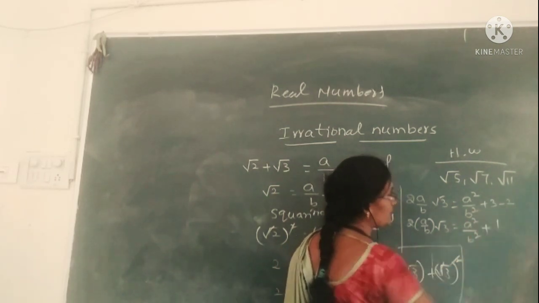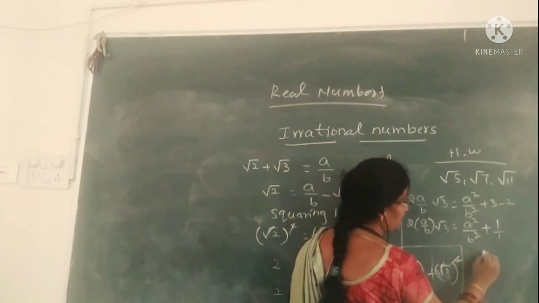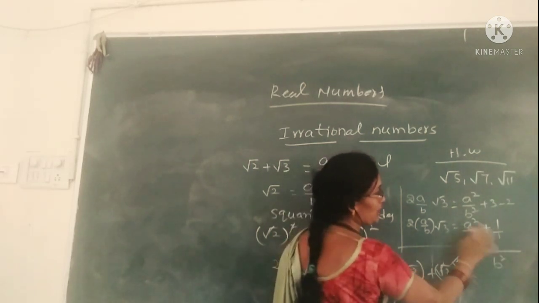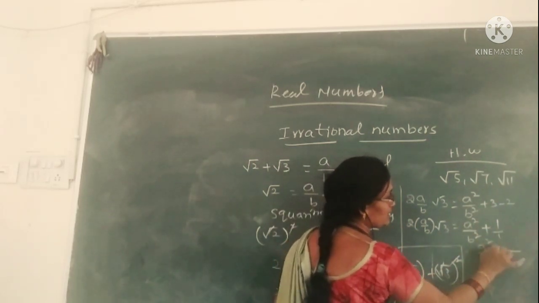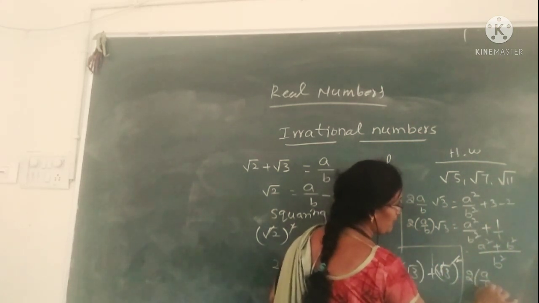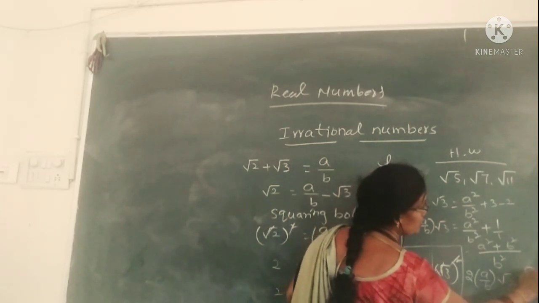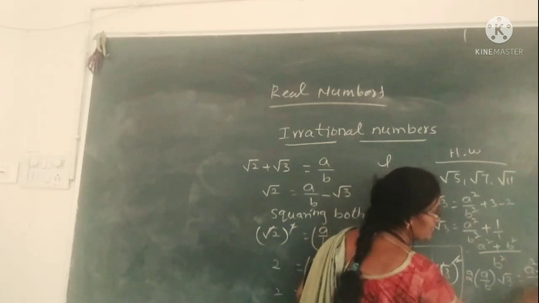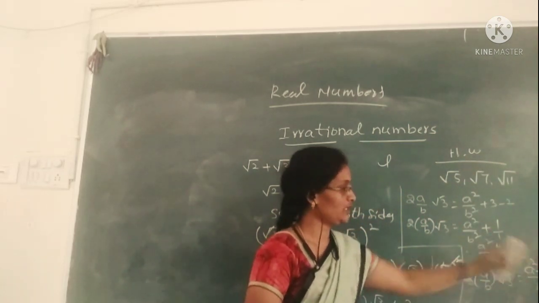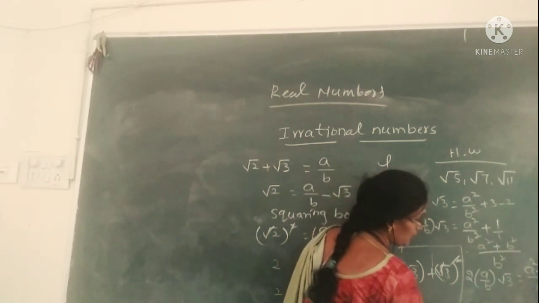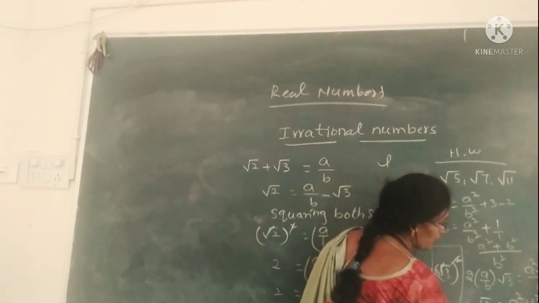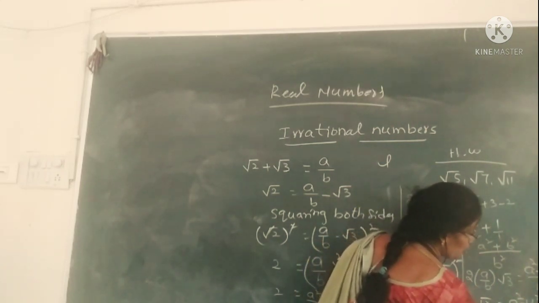Subtracting 3 minus 2, we get 1. Then take b square as the LCM and cross multiply: 1 into a square plus 1 into b square. Then 2 into a by b into root 3 is equal to a square plus b square by b square. Transferring 2 into a by b to the RHS as division, root 3 is equal to a square plus b square by b square into b by 2a.